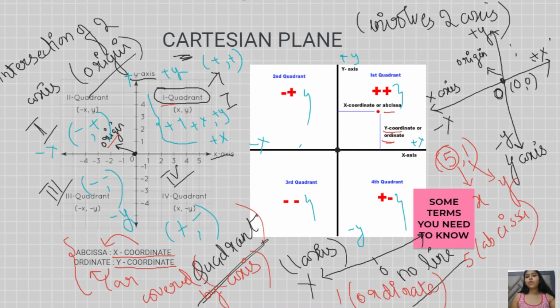So this is what you have to understand in a Cartesian plane. This is all about the Cartesian plane. These are the very important basic terms you need to know before starting locating the points.